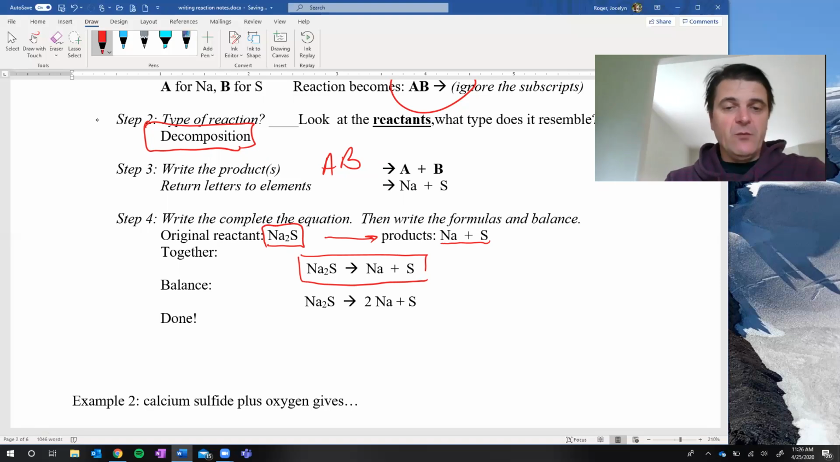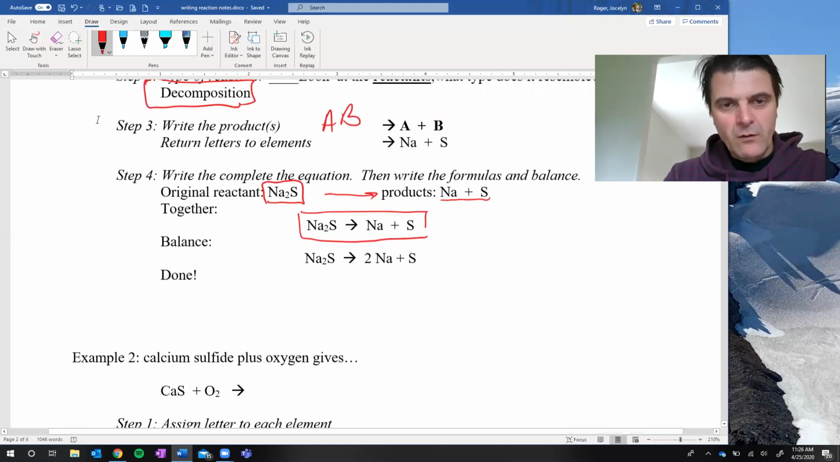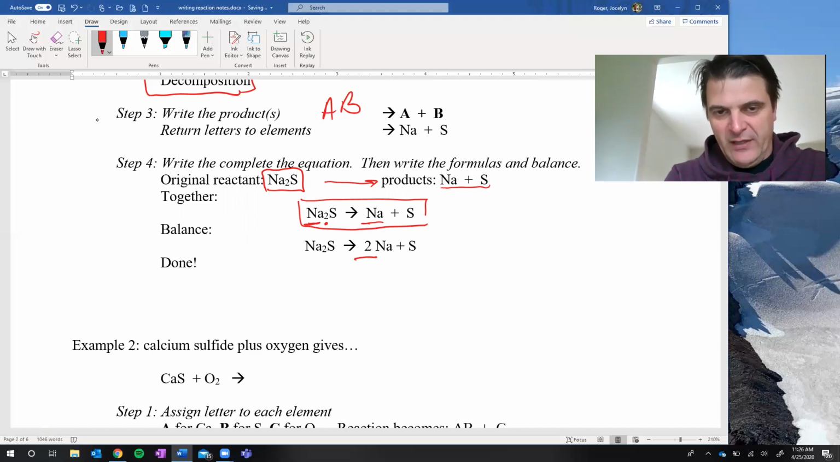And then the very last thing that we need to do is to balance the equation. You see you have 2 sodium right here. So there's 2 sodium in the reactants, and there's only 1 in the product. So we're going to write a 2 in front of the Na. That gives us 2 sodium, and there's 2 in the reactants as well, 1 sulfur, and 1 sulfur in the product. So that's it. This is your answer.